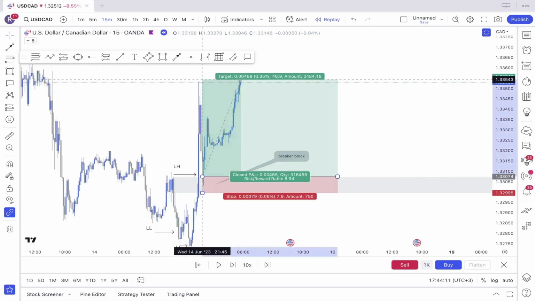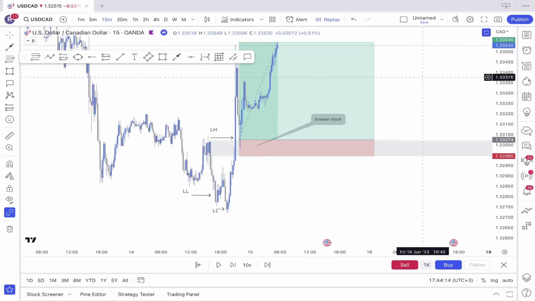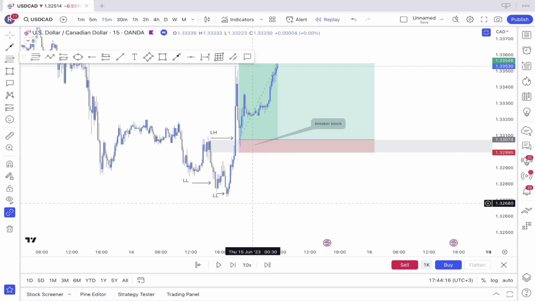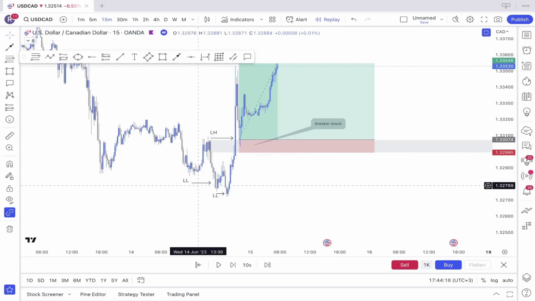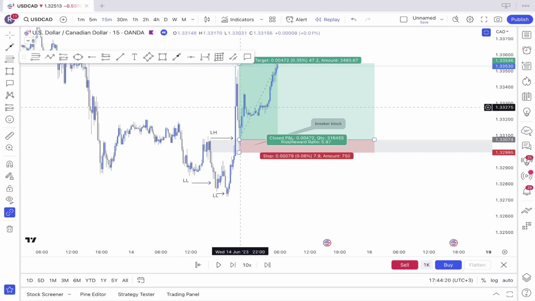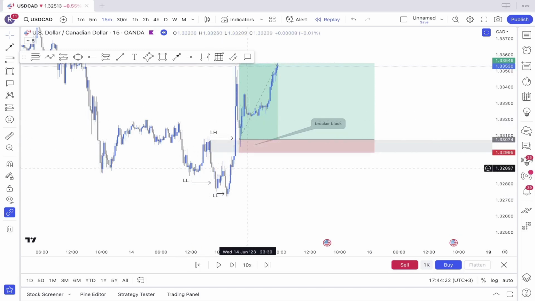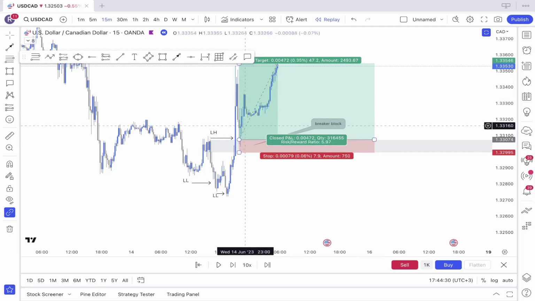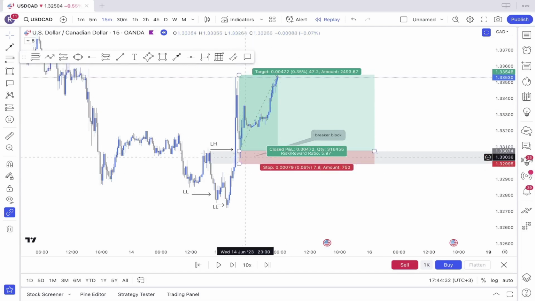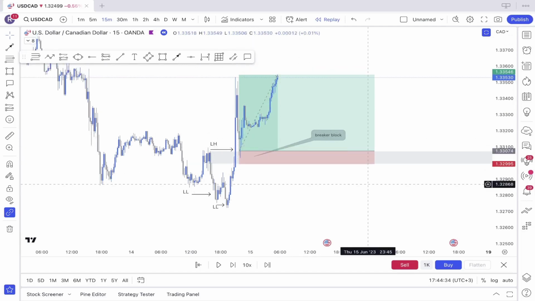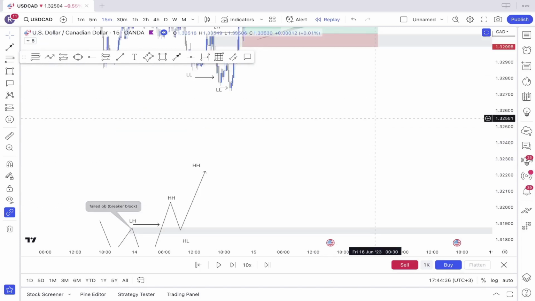breaker block technique. So once again, lower low, lower high, lower low, price is in a downtrend. After that, we have a liquidity sweep followed by a change of character, basically, because we broke this lower high right here. And after that, this becomes a failed order block or a breaker block. And then we can see what a reaction the price had to this breaker block. Okay, so now let's move on to the second example.